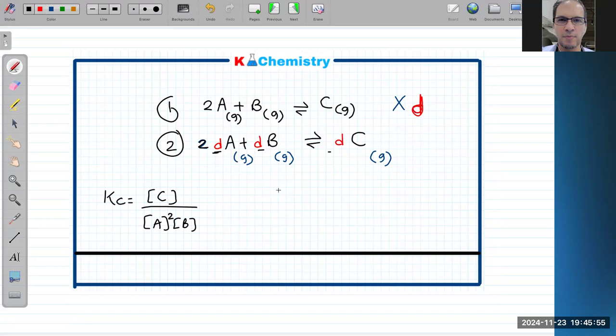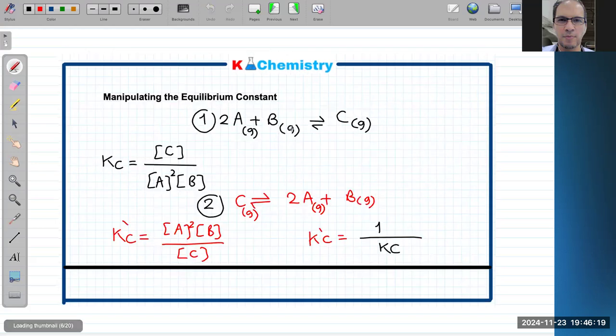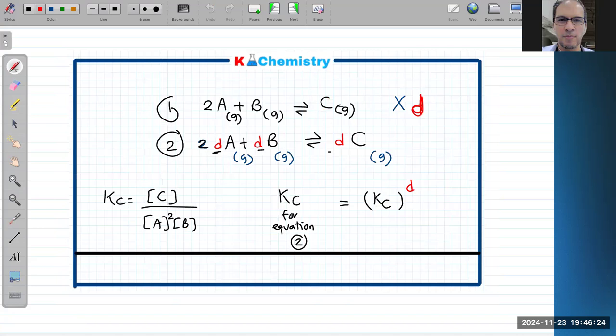So if you want to know the Kc without rewriting the equation, or the new Kc for equation 2, I will just say it's equal to the Kc for equation 1, and then I will make it to the power of the factor that I multiplied with, which is d. So if you have an equation and you reverse it, all you have to do is to make the reciprocal of it. And if you have an equation which you multiplied by a certain factor, then the Kc will be equal to the original Kc powered to this factor.